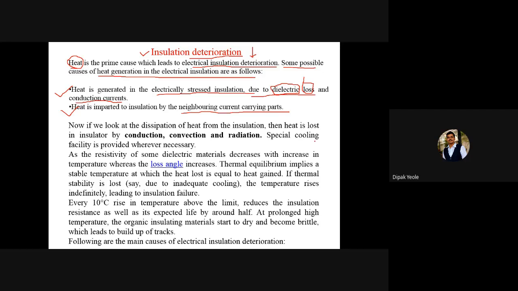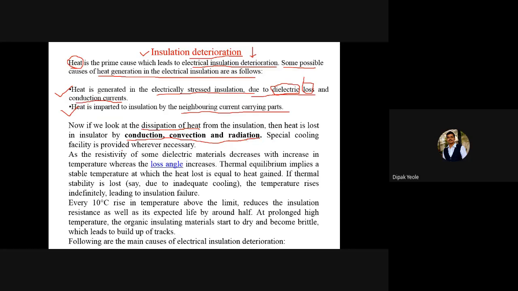Now if we look at the dissipation of heat, obviously there are causes of heat and we have to dissipate this heat accurately from the insulation. Then heat is lost in an insulator by three methods: conduction, convection and radiation. So this is the universal law. Yes, so heat can be dissipated in three ways: first by conduction mode, by convection mode, and by radiation mode.